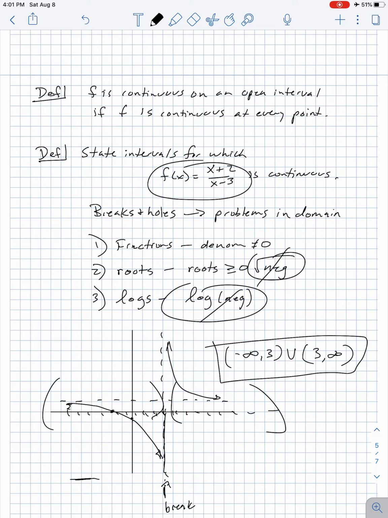So basically you're graphing it or doing some algebra to figure out where the problems are, and then everywhere else is your answer. Okay, eliminate the problems, and the rest of the domain is where f is continuous.